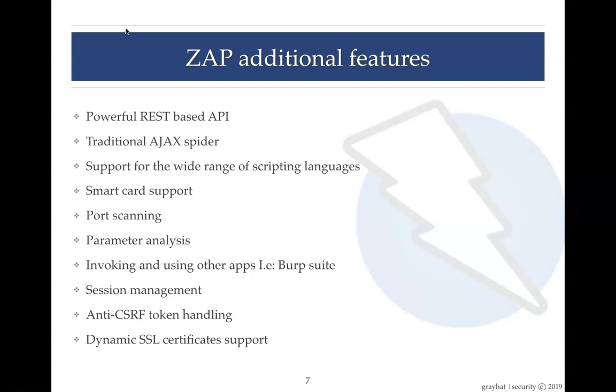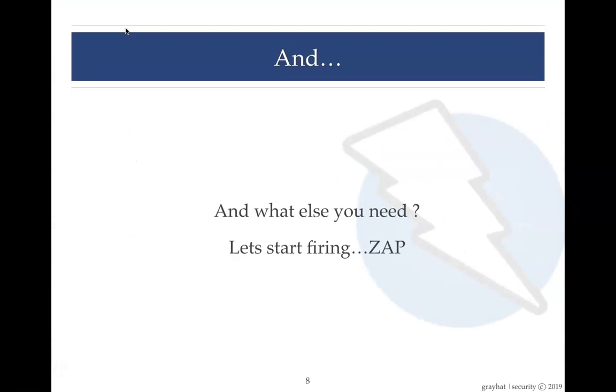Similar to Burp, this tool also has anti-CSRF token handling support. It handles this so smartly that you will be able to replay that attack, or do hunting related to vulnerabilities like anti-CSRF token replay attacks as well. That will be covered in detail in the upcoming lessons. The last one is dynamic SSL certificate support. All right, so this is the last one, and there is nothing else.